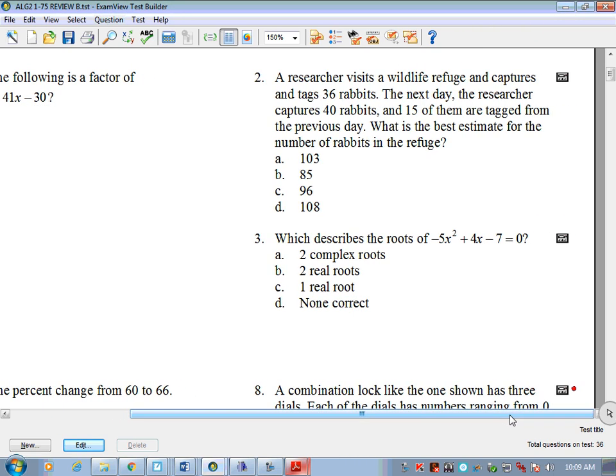Number two, we're going to come off over here. A researcher visits a wildlife refuge, captures and tags 36 rabbits. The next day, the researcher captures 40 rabbits, and 15 of them are tagged from the previous day. What's the best estimate for the number of rabbits in the refuge? I'm going to use a proportion to solve this. Remember when we had that lesson about polling and that kind of data, survey data, okay?